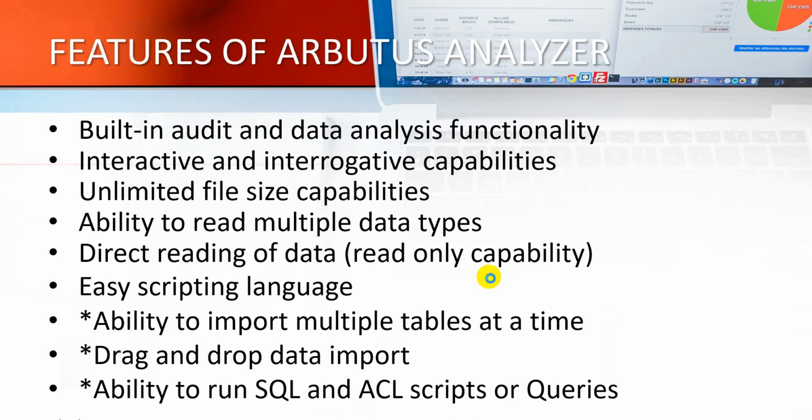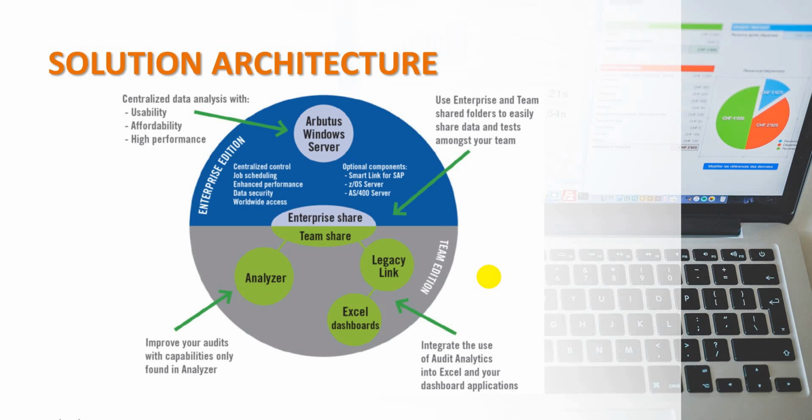Okay, so the solution architecture. Arbutus Analytics comes in two types of architecture: either the server version, which is the Arbutus Hub, and then we have the analyzer client or the desktop client. So you can either set up a client-server architecture or just the desktop architecture, where you can just run your analytics on your laptops or your local machines.